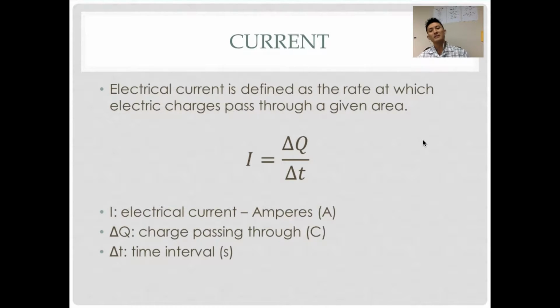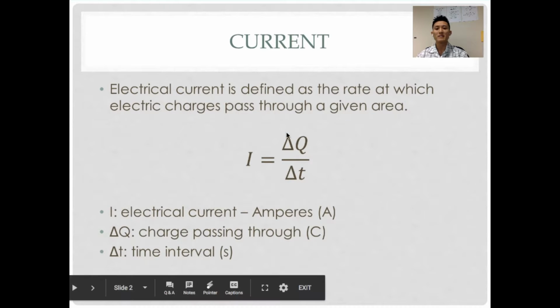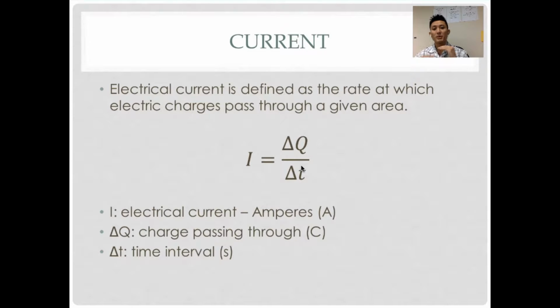First of all, electrical current is how much charge passes through a certain area in a given amount of time. And so here I have this equation that represents that. A pretty simple equation. I, being the electrical current in amperes or amps, is equal to the change in charge, or delta Q, the charge passing through that wire per time, or per second. How much charge is passing per second.